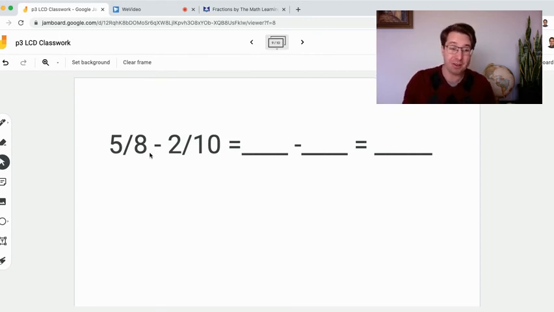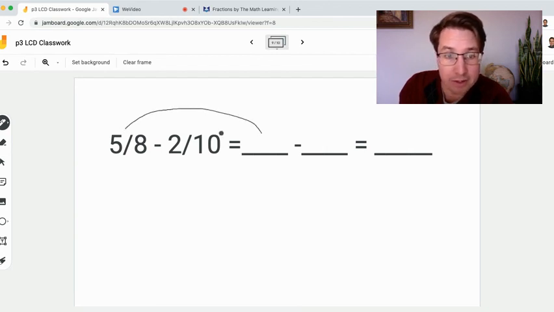If you didn't know that, you could actually just write out the multiples. 8, 16, 24, 32, 40. 10, 20, 30, 40. So you'd be able to figure that out by writing them out. Or you could just do 80, but then your fraction would have twice as high numbers. It would be equal, and it would be correct, but it just wouldn't be the lowest one. So 5/8, let's turn them into 40ths.